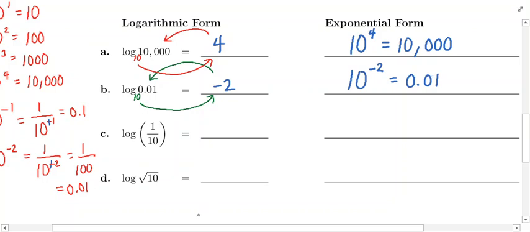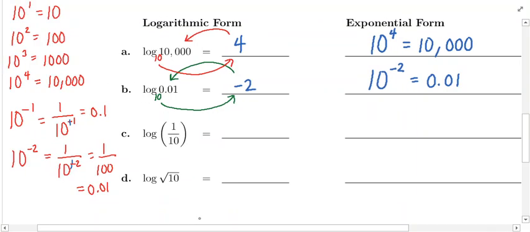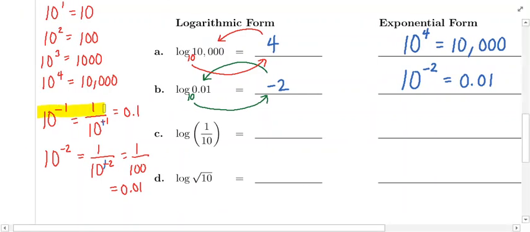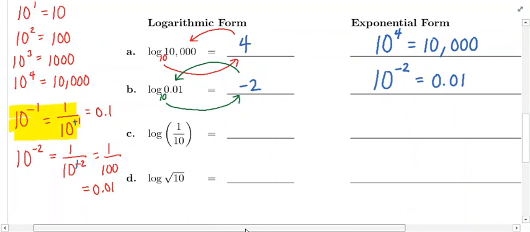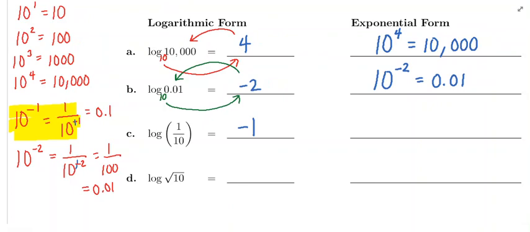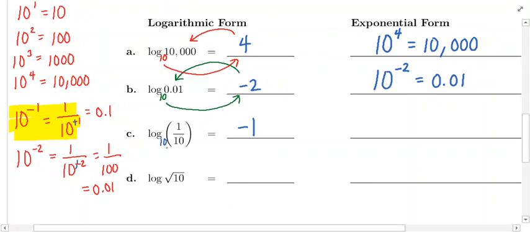Part C, the log of 1/10. What is that going to equal? Well, we just did it, when we were writing out powers on the side. If you take 10 and raise it to the -1 power, you're going to get 1 over 10, which is the same thing in decimal form as 0.1. So the answer here is -1, because if you take the base, which is 10, and raise it to the -1 power, you get 1/10. Let me write that down. In exponential form, 10 to the -1 is equal to 1/10.